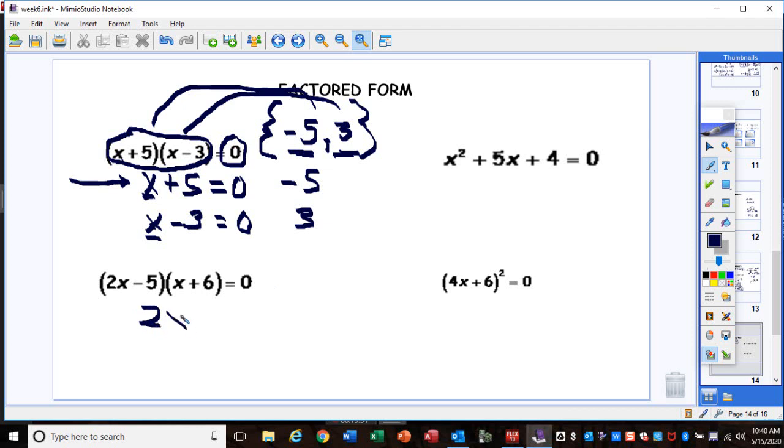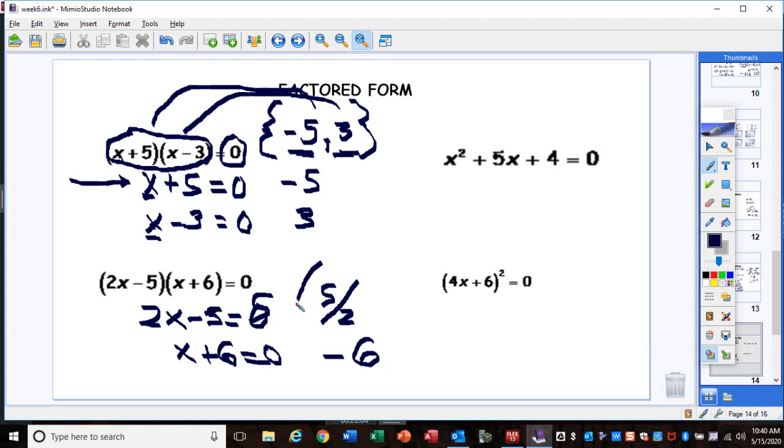Okay, this is already done, so we're going to write them separately. Sometimes you'll get fractions. That's okay. I prefer fractions. So I'm going to take 2x minus 5, set it equal to 0, and then I'm going to take x plus 6 and set it equal to 0. So I'm going to add 5 here, so I'm going to just make this a 5. Divide by 2, you're going to get 5 over 2. It's just a two-step equation. You can do that. Pretty easy. 5 over 2 is your first answer. Leave it like that, 5 over 2. And the second answer is negative 6.